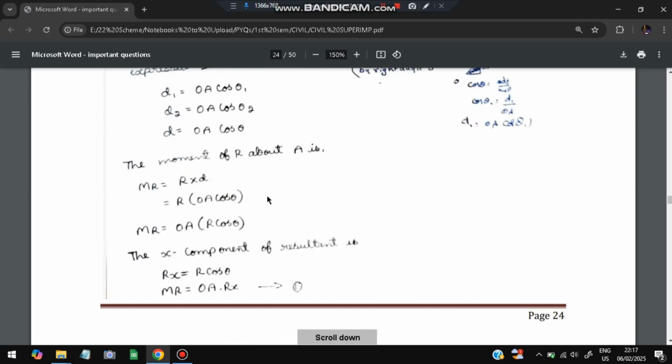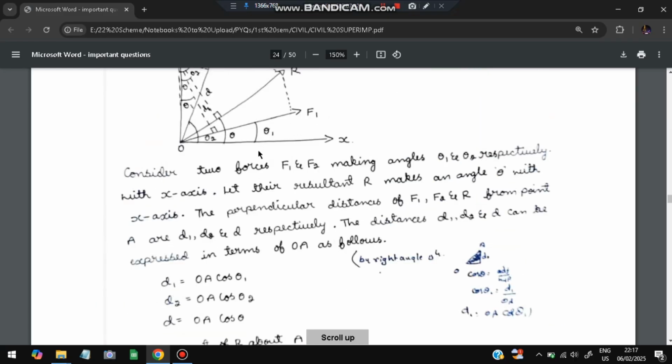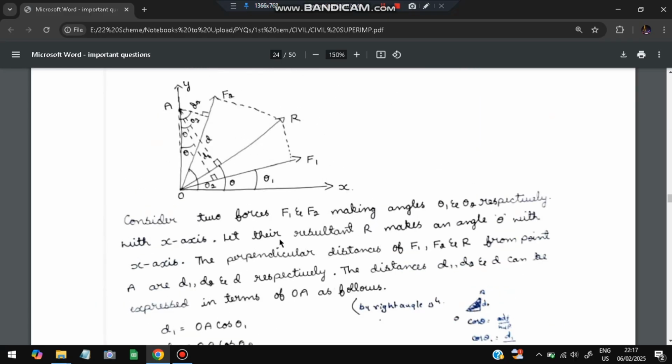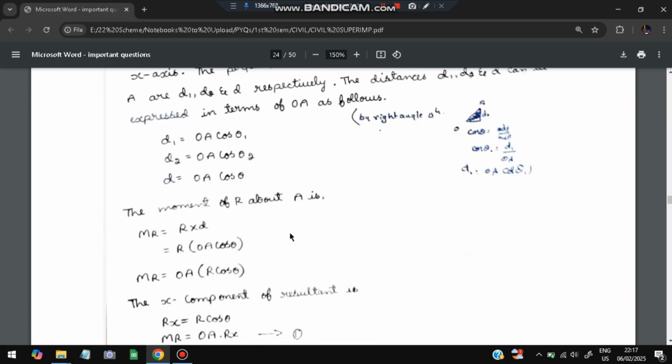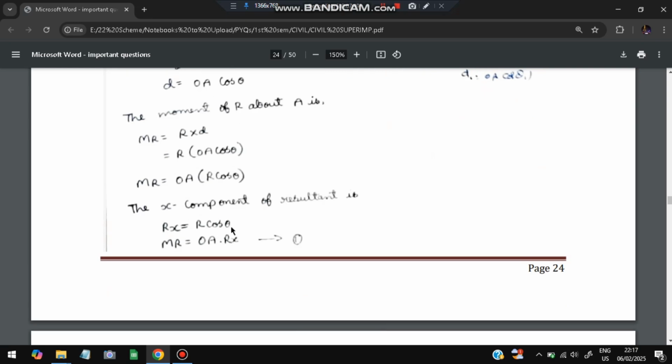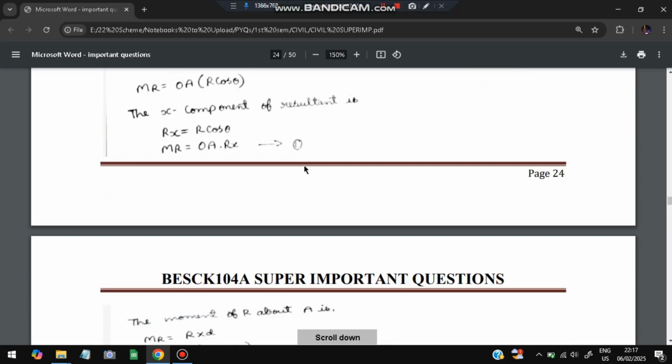Now we will calculate the moment. Moment is nothing but force into distance. Force here is R, the final force is taken as R. So R into OA cos theta, that is, R OA cos theta, will be the moment of R about A, the resultant one. Next, the X component of the resultant is R cos theta, which is Rx.